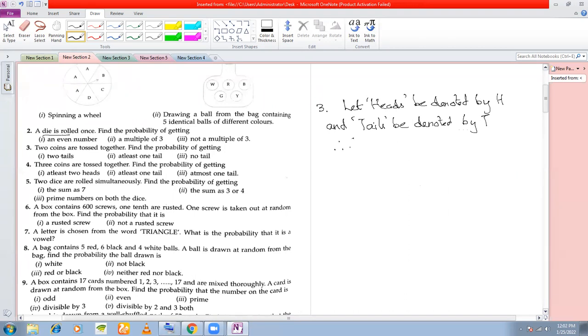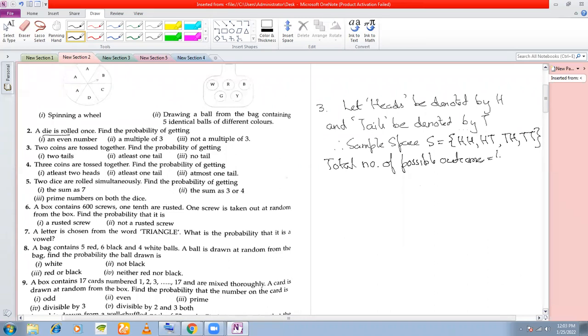So what is the sample space? All the possible outcomes: HH, HT, TH, and TT. These are the possible outcomes. So the total number of possible outcomes is how many? There are 4 possible outcomes. Right?